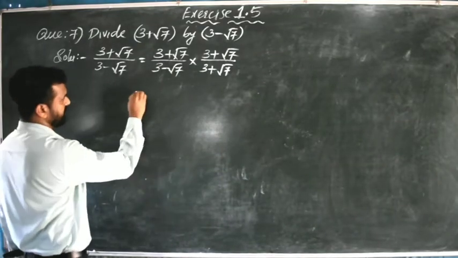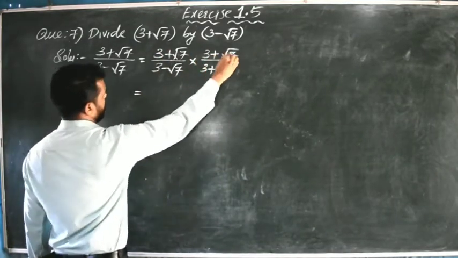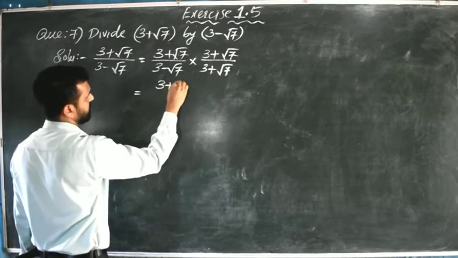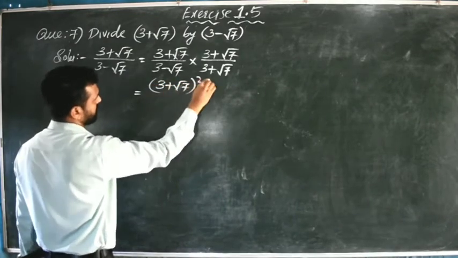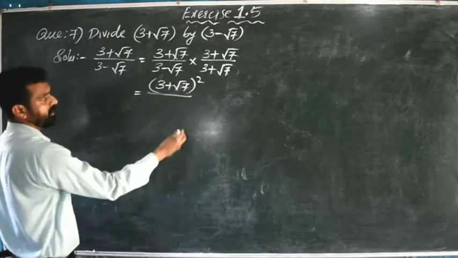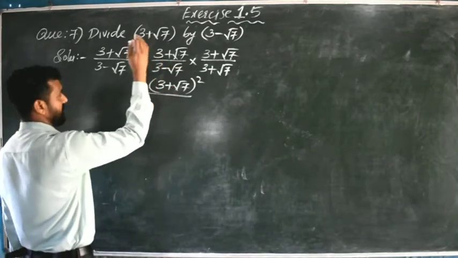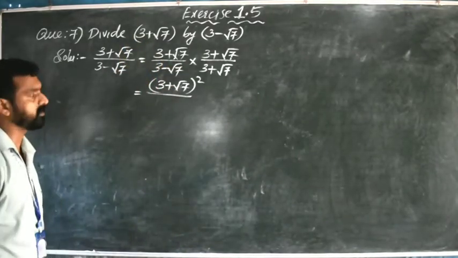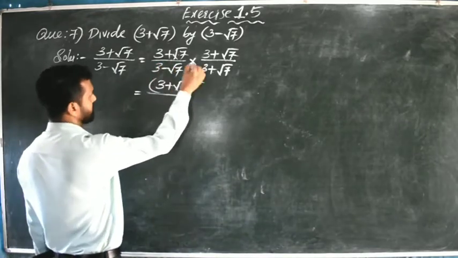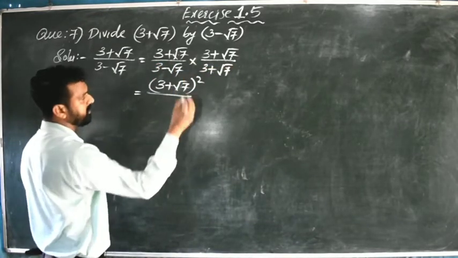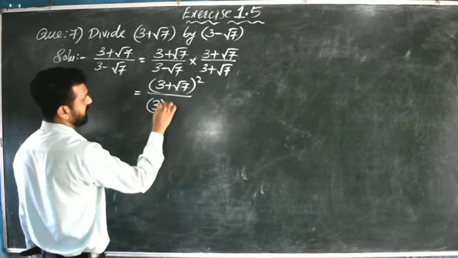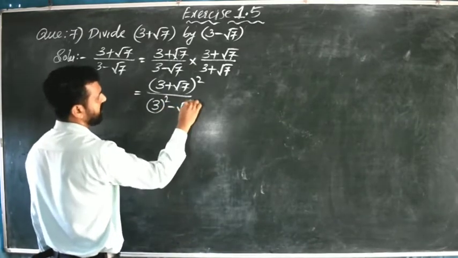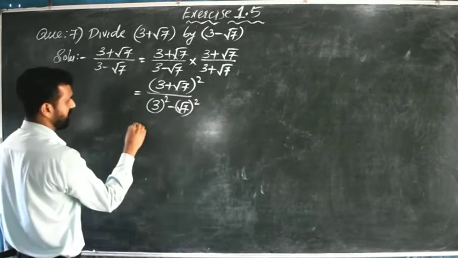Now multiply it. That is equal to 3 plus root 7 into 3 plus root 7, that is 3 plus root 7 the whole square, divided by the denominator. In a rationalizing the denominator question, the denominator will always come in the form a minus b into a plus b or a plus b into a minus b. The answer is the same, a square minus b square. Here it will come 3 square minus root 7 square.